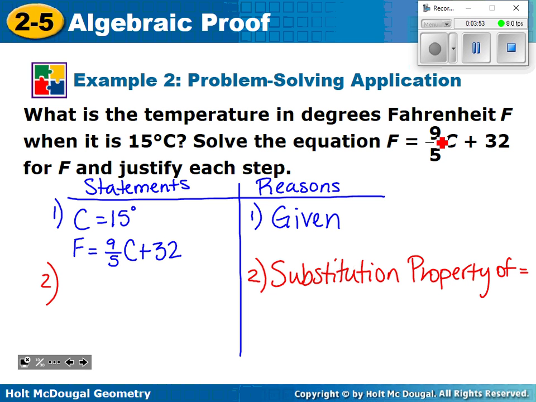Be careful that you don't do more than one step at a time. When you substitute it in, you're just replacing the C with the number 15. So F equals 9/5 times 15 plus 32. Just substituting it in. So now what do we need to do to solve for F? Okay. We need to multiply 15 and 9/5. Now be careful. So I heard two different things there, distribute and multiply. What property are we actually using when we do 9/5 times 15?